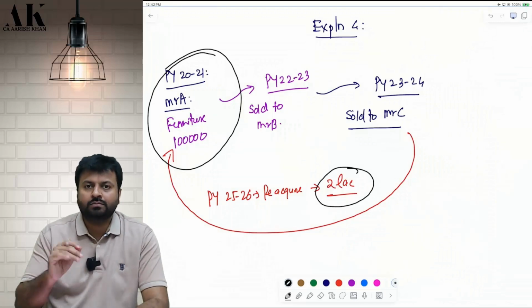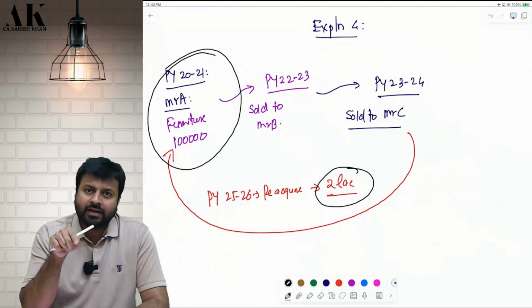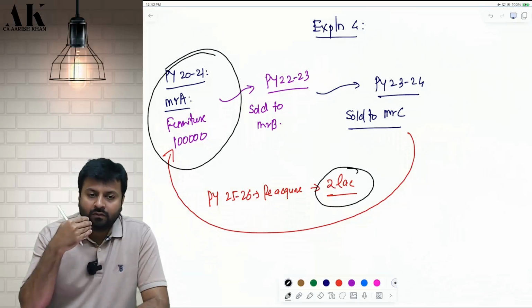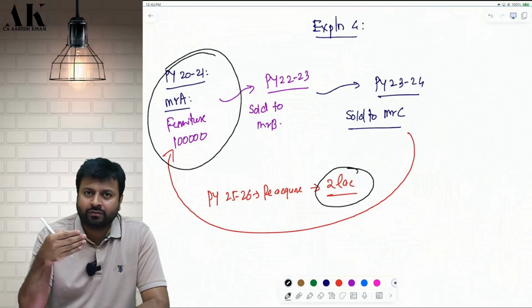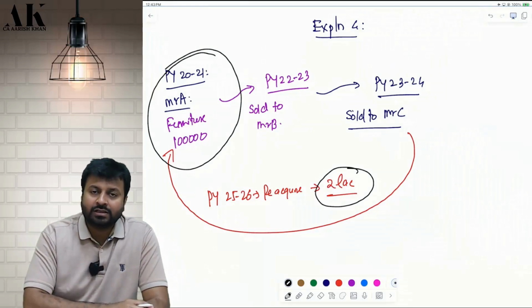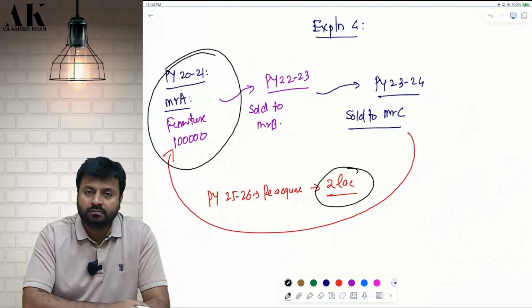The answer is no. In this way, the assessee is again trying to do some mischief of making a loop. He's trying to make a loop of a few people. The first person will sell to the second, second to third, third to fourth, fourth to fifth, fifth to sixth, and from the sixth person you will again buy back at a higher price. And on the same asset, you will claim more depreciation than you used to claim earlier.